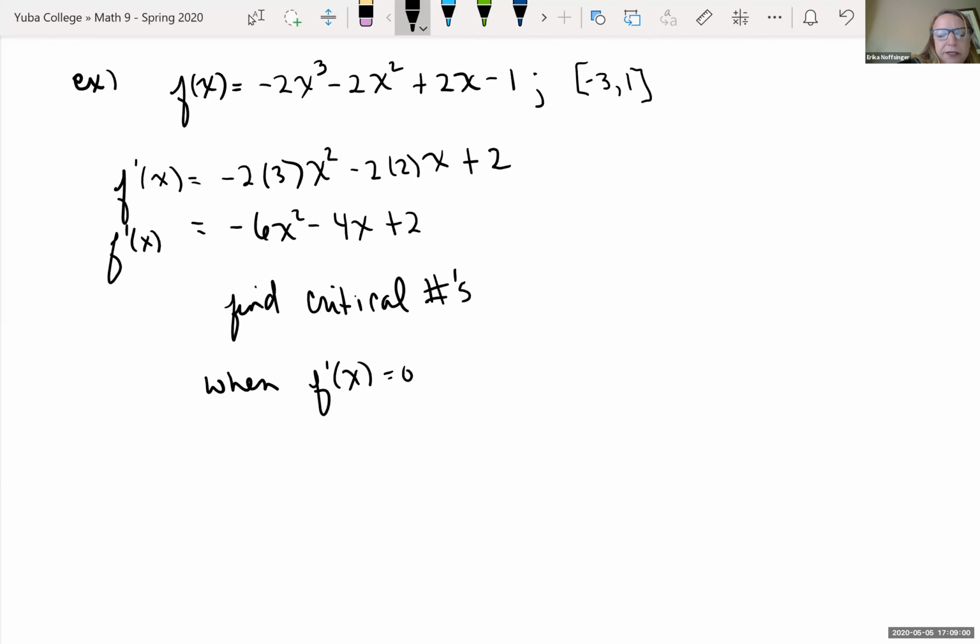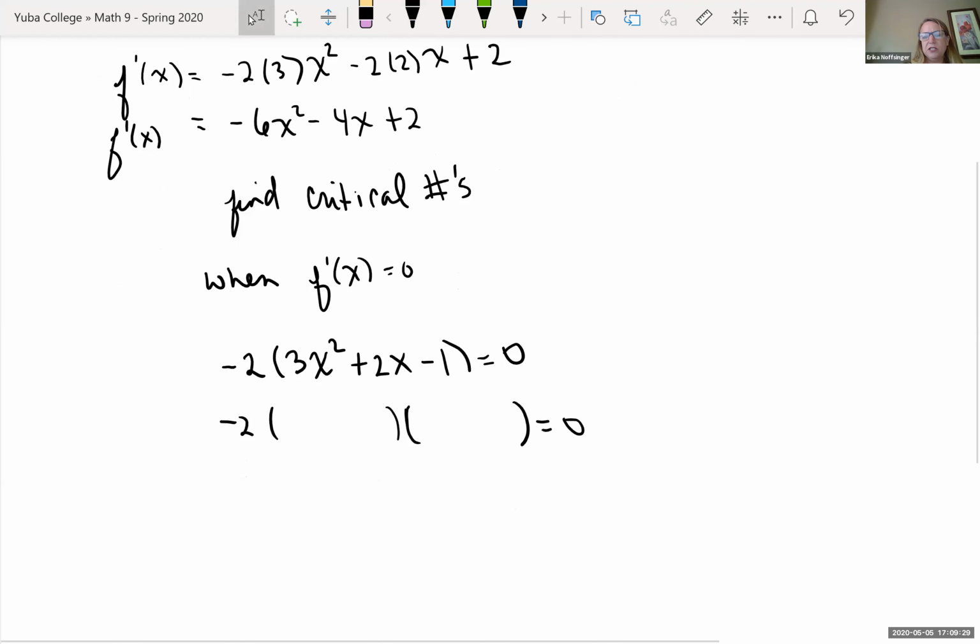I'm going to pull out a -2 when I write this, because I notice that each term has a -2 in common. So if I factor out -2, I'm left with positive 3x squared plus 2x minus 1 equals 0. I'm hoping that what's inside the parentheses, this 3x squared plus 2x minus 1, factors. I can do some work on the side.